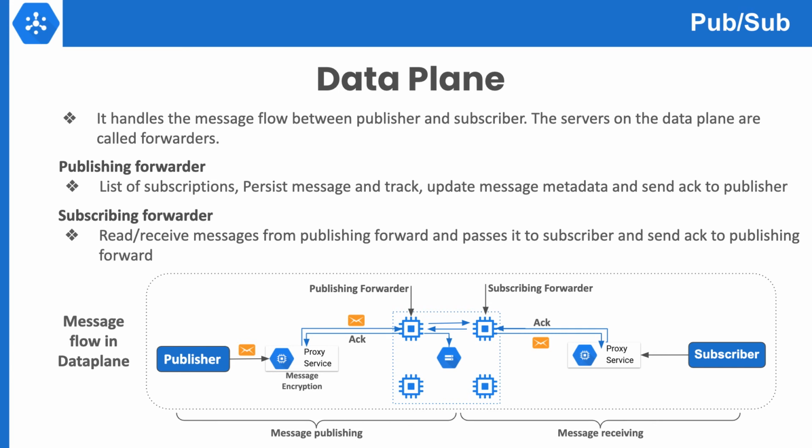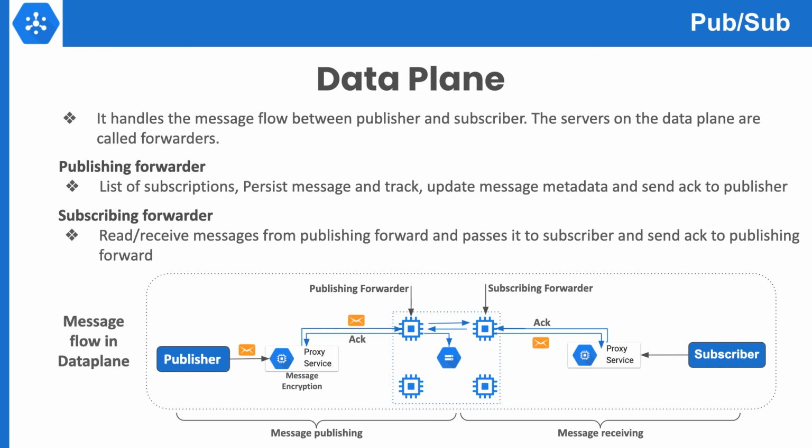Subscribers receive messages by connecting to the subscribing forwarder. Since message persistence is controlled by publishing forwarders, each subscribing forwarder needs to request messages from the publishing forwarder. Then the publishing forwarder reads from storage and updates the message metadata status to outstanding message, and starts a timer for the acknowledgement deadline so that it doesn't send a duplicate message before the acknowledgement deadline expires, and then returns the message to the subscribing forwarder.